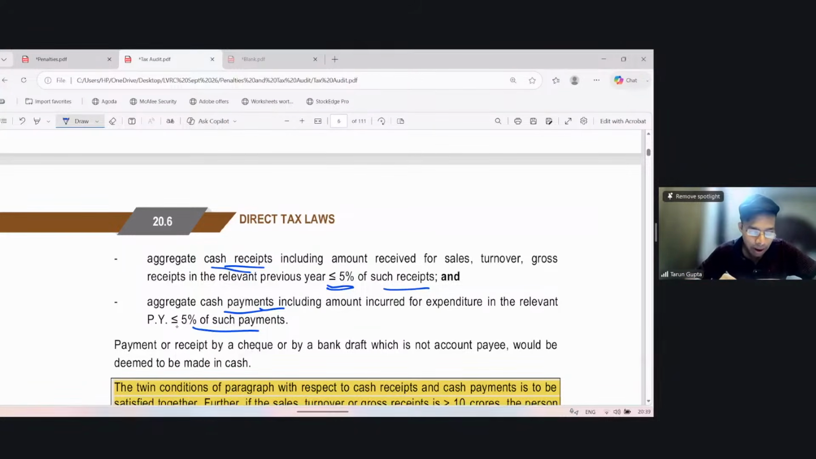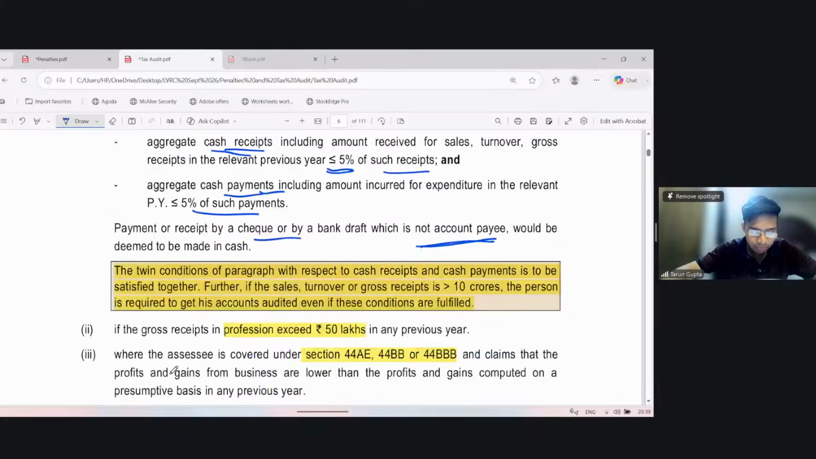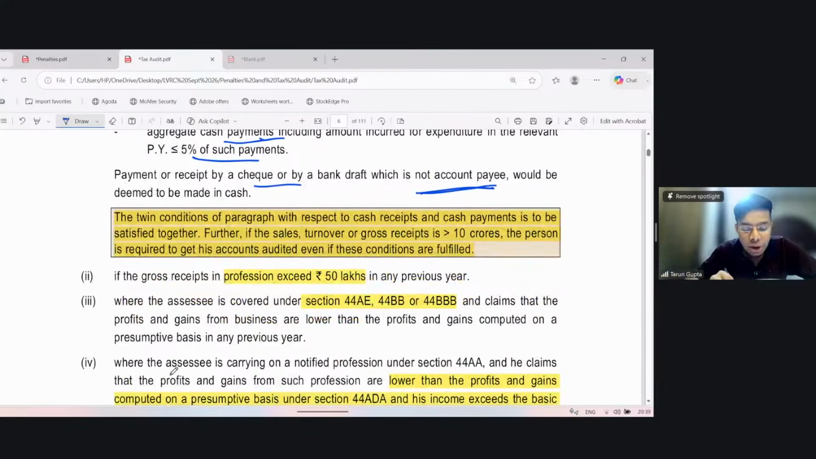It says payment received by a check or bank draft, which is not account payee, will be deemed to be in cash. Okay. So the twin conditions of the paragraph with respect to cash receipt and payment are to be satisfied together. So both have to be satisfied. Further, if the sales are more than 10 crore, then there is a tax audit, no question, even if everything is through banking channel.